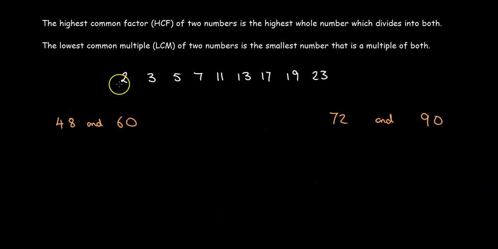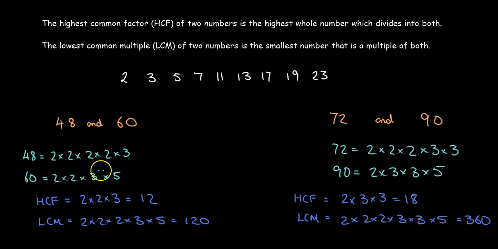So using that prime factors method, there's another 2 pairs of numbers here for you to have a go at finding their highest common factor and their lowest common multiple. So if you pause the video now, and I'll show you the answers, and there are the solutions for those sets of numbers.